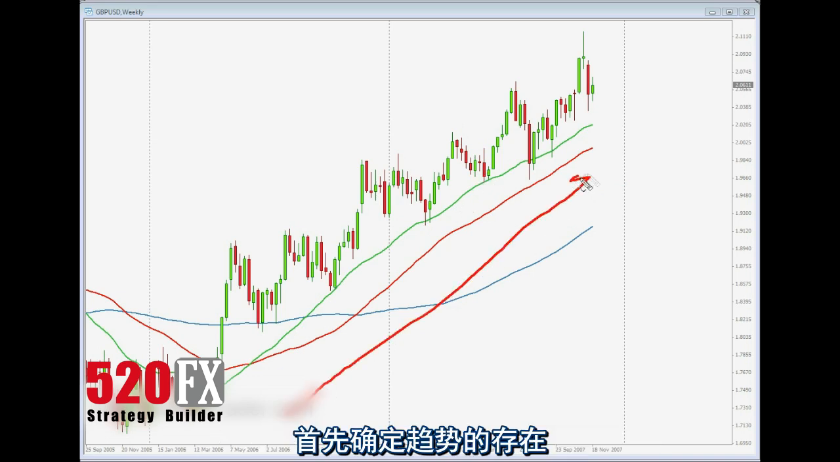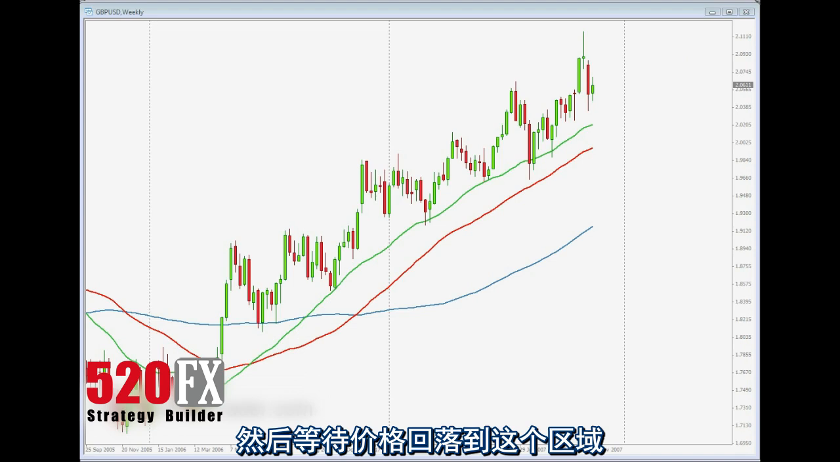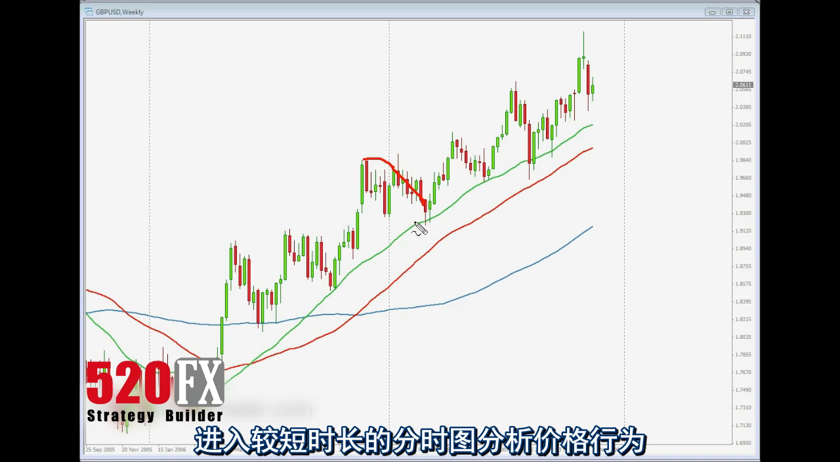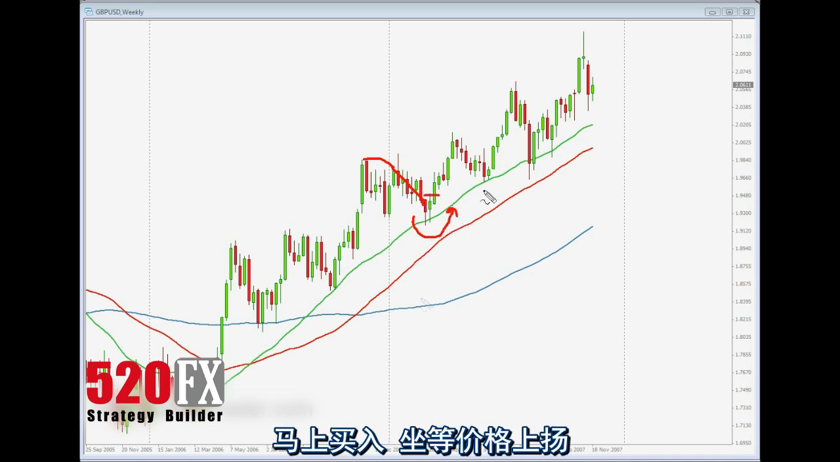I search for a trendiness scenario. I keep an eye on my dynamic area of support. Then I wait for a pullback to that area. I get a pullback to that area, and then, like I say, I read price action in the shorter time frames. If I see the beginning of a retracement, bang, I enter long there, and I ride it for a new swing up.